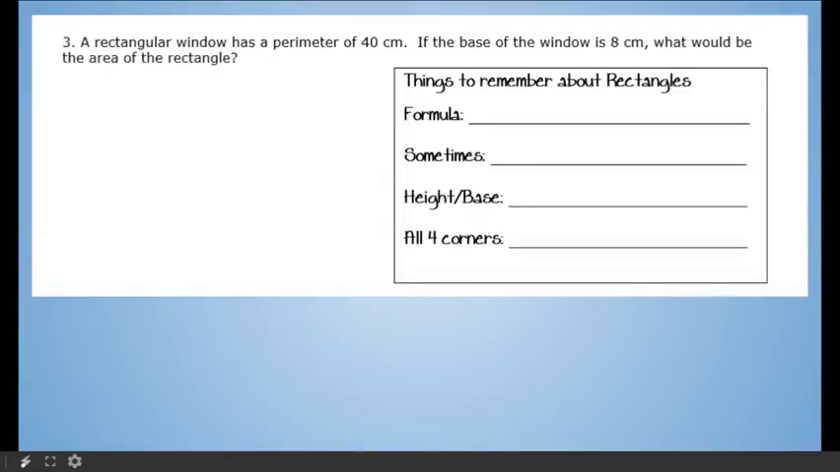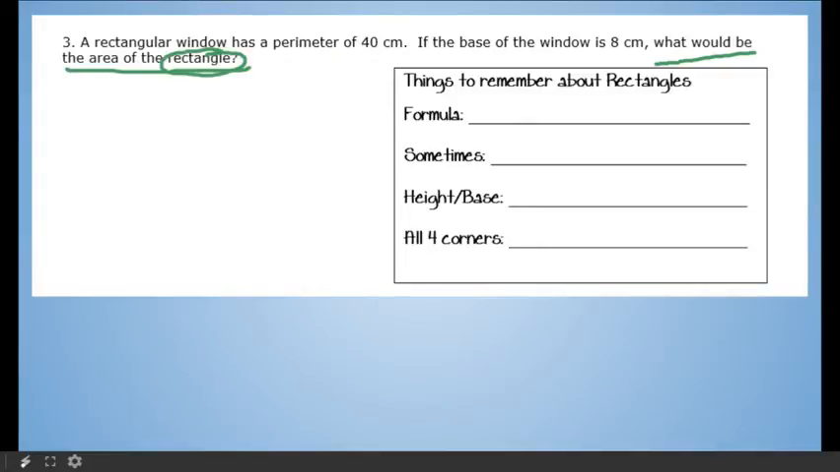If the base of the window is 8 centimeters, what would be the area of the rectangle? So the first thing to identify is, what shape is it asking us about? The question says, what would be the area of the rectangle? So it tells me right there the shape is a rectangle. It'll either give you a picture of the shape or it will tell you what the shape is.